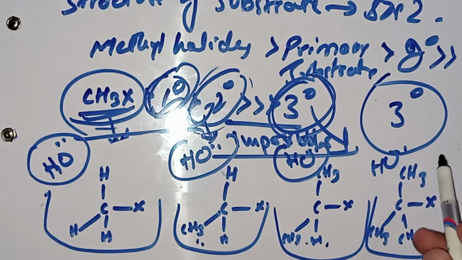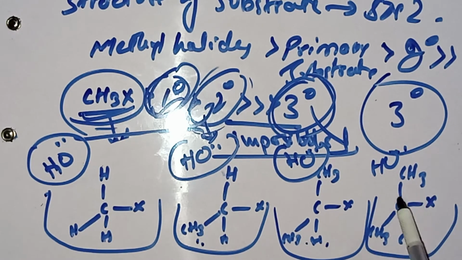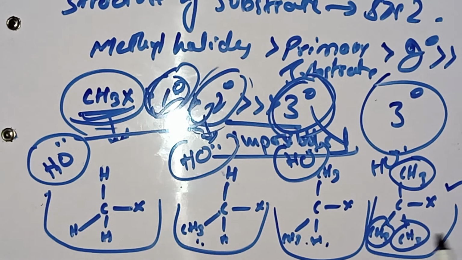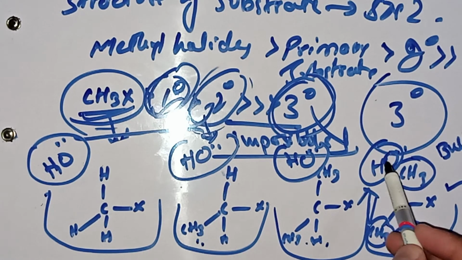But in the third and fourth beakers, no reaction takes place. The reason behind this is that in the case of a 3 degree alkyl halide, that is a tertiary alkyl halide, there are three bulky groups attached. These bulky groups produce a steric effect. These bulky groups produce repulsion to the coming nucleophile.